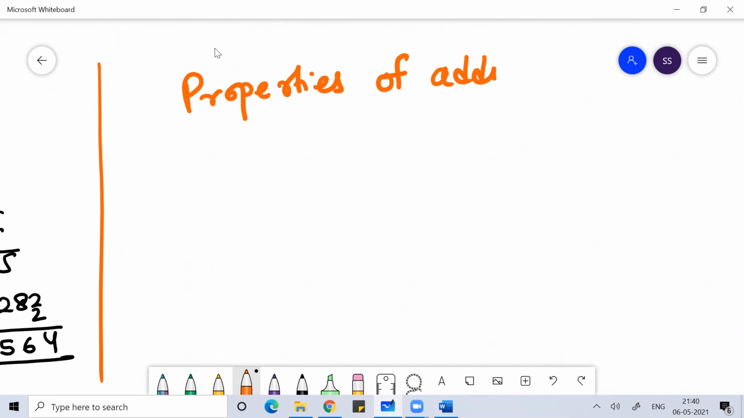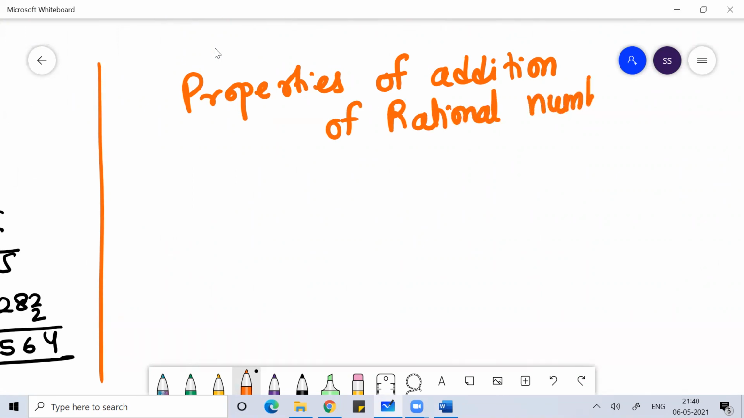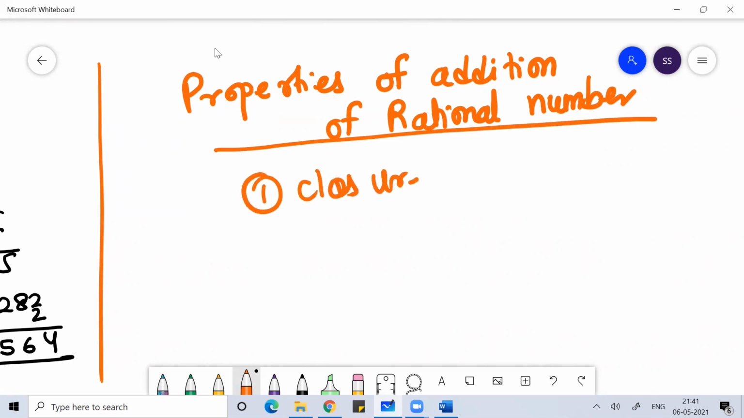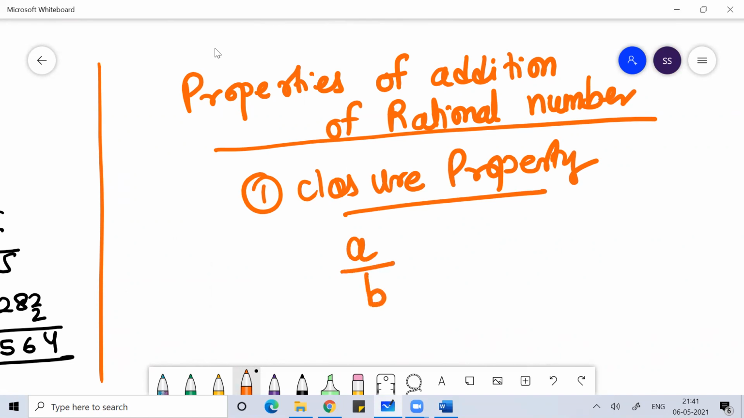In that, we'll talk about properties of addition of rational numbers. We need to study a few properties. The first one is called the closure property. Closure property basically means that if A by B is a rational number and C by D is a rational number, where B and D are not zero, and you add them, the value you get is also a rational number. That we call the closure property.